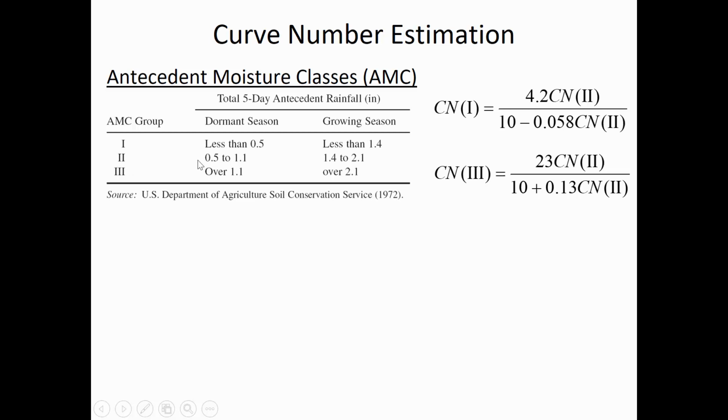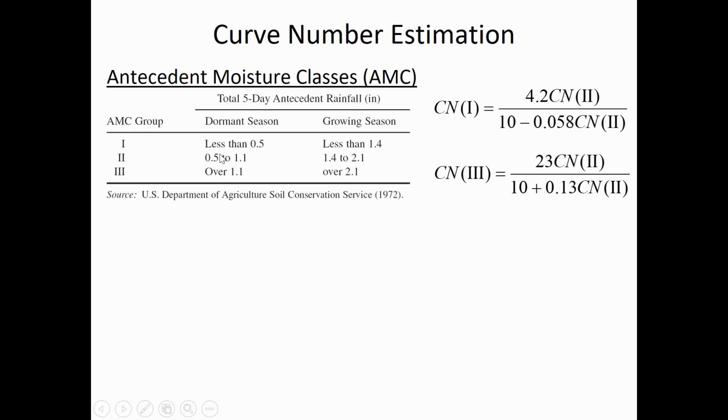2 is thought of as typical most of the time, and what it means is that in the last 5 days during dormant season there would be 0.5 to 1.1 inches, or during the growing season 1.4 to 2.1 inches. Now that may vary from place to place, because let's say a really arid region like Phoenix. The curve numbers you're going to get for a place like Phoenix are not going to be based on the expectation that you had this much precipitation.